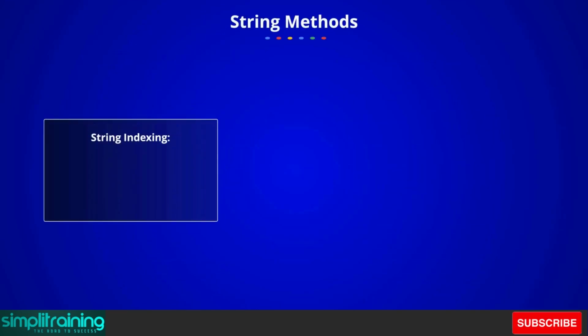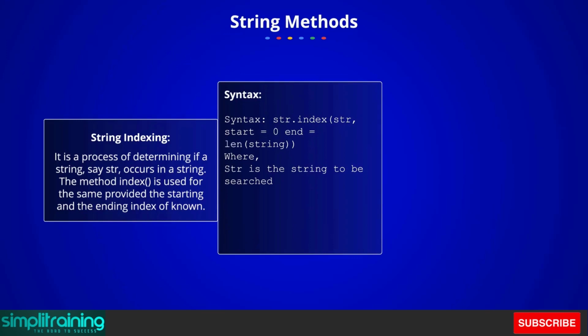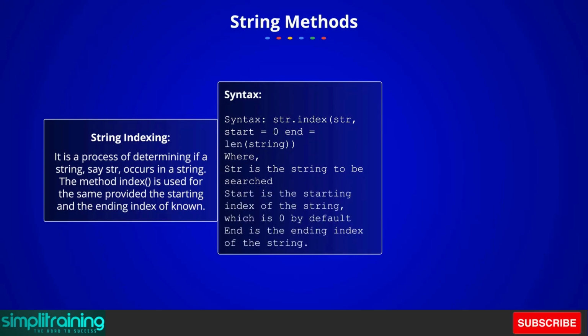String indexing. It is a process of determining if a string, say str, occurs in a string. The index method returns the index of a substring inside the string if found. If the substring is not found, it raises an exception. The index method takes 3 parameters: sub, which is the substring to be searched in the string; start and end, which are optional. Start is the starting index of the string, which is 0 by default. End is the ending index of the string.